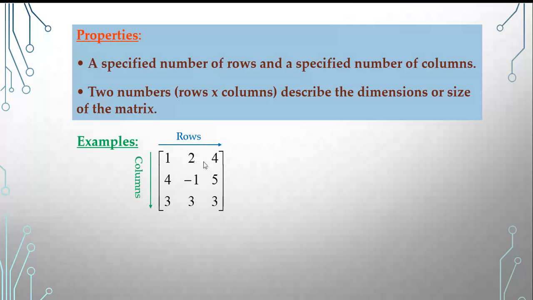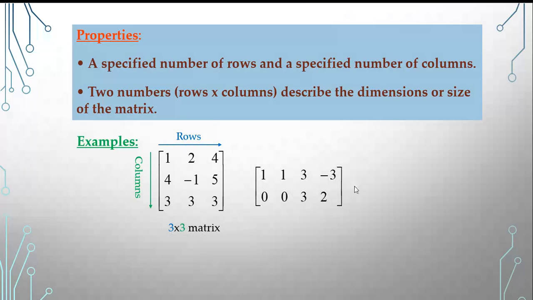So how many rows are here? 1, 2, 3. Three rows are here. And how many columns? 1, 2, 3. Three columns are here. So what is the size of this matrix? The size of this matrix is 3 cross 3, because here we have three rows and three columns.